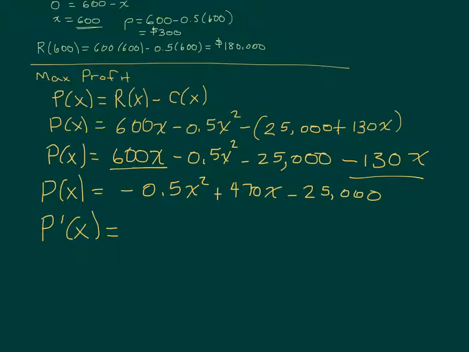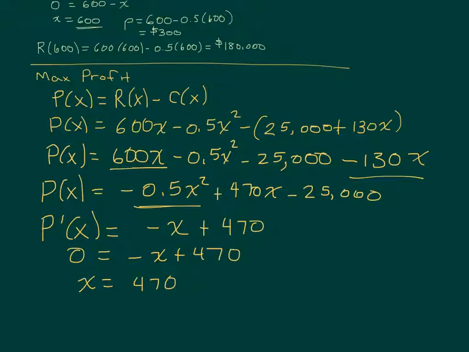So this first one becomes negative x, because I bring down 2 times negative 0.5, I get negative 1. And then 470x becomes 470. Again, I set this equal to 0. I solve for x, and I get my maximum profit, the number of my cell phones.